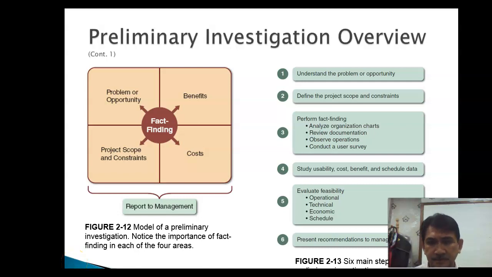Right, during step number 4, study usability, cost benefit, and schedule data, there are a few things that we have to consider. We have to ask ourselves what information must be obtained. We want to know the issues, the problems, and what users actually need from the system. So the information needed are issues related to the current system or the current procedures they're using. So you need to get those issues.